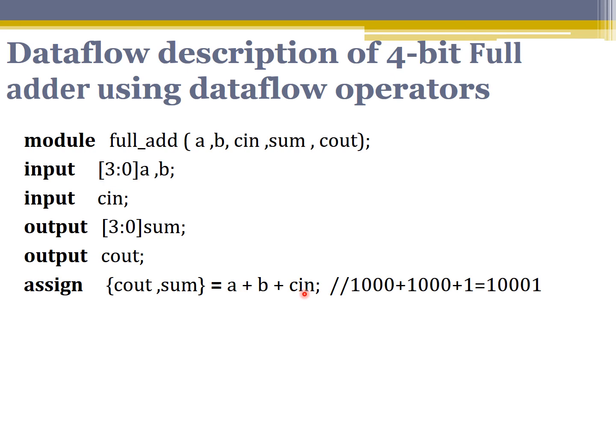For instance, if A is 1000 and B is 1000 and C is 1, the final answer we get is 1 followed by 3 zeros and 1. So the last 4 bits, 0001, will be stored in sum, and the carry which comes out as overflow will be stored in Cout appropriately. And then we can end the program using the keyword endmodule. So we can write a 4-bit full adder with just one line of code, without writing separate Boolean equations, by using the data flow operators.